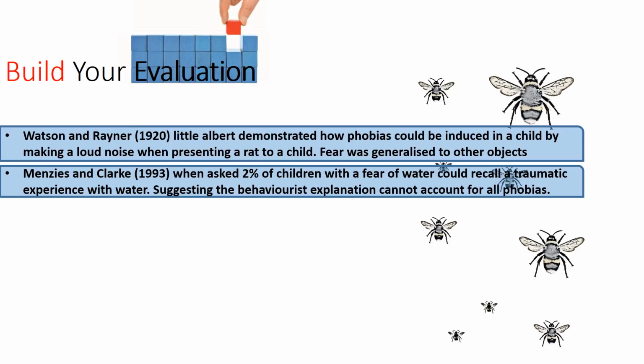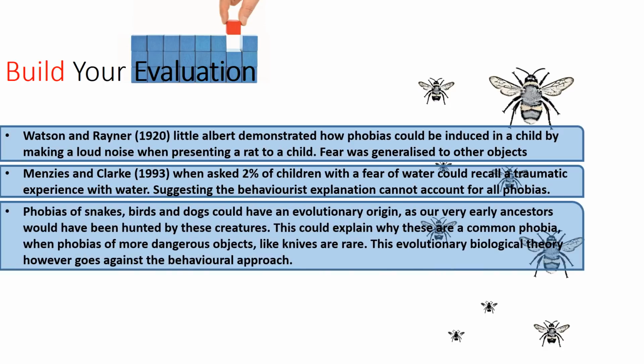Another thing to consider about the behaviourist explanation is we don't tend to have the most fear of the objects that cause us the most pain in day-to-day life. For example, when cooking, many people accidentally cut themselves with a knife. Phobias of knives are quite rare, whereas very few people are actually bitten by a snake, but phobias of snakes are quite high.